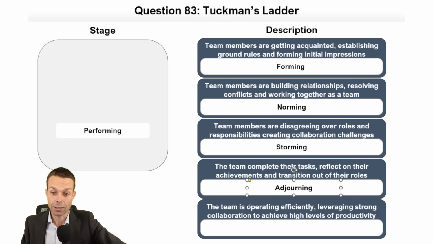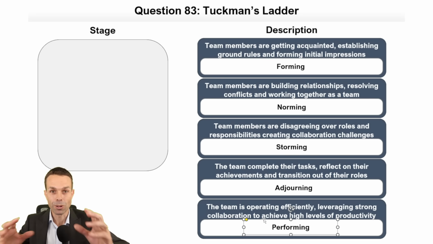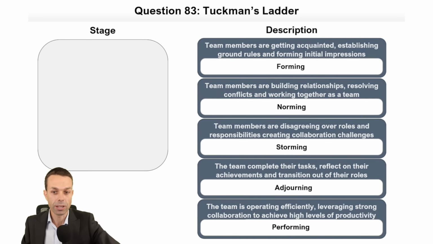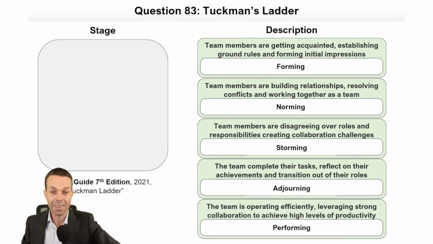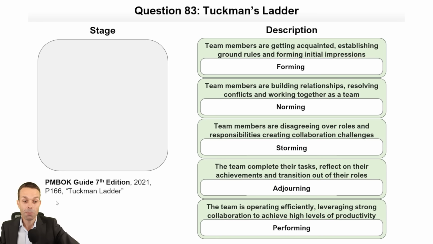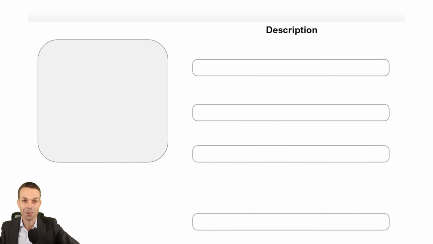The team is operating efficiently, leveraging strong collaboration to achieve high levels of productivity. They are performing. That's when we build that high level of trust, and now we are performing really, really well as a team. And that one came through. Wonderful stuff. Page 166, PMBOK Guide 7th edition, Tuckman Ladder. Excellent. How did you guys go with that one?